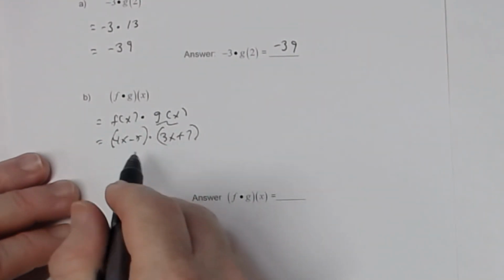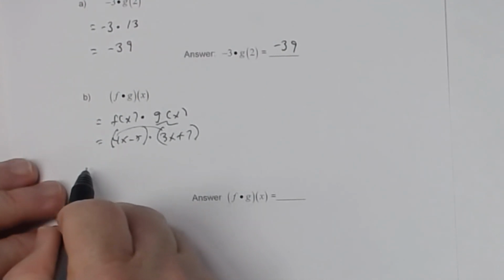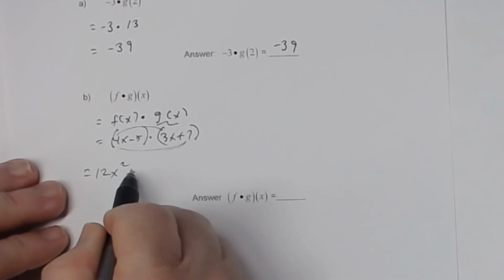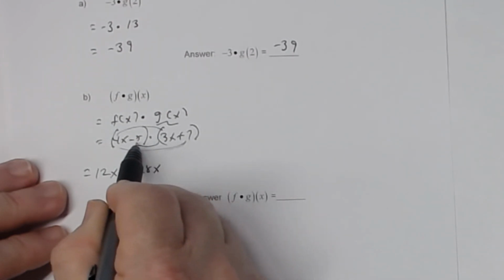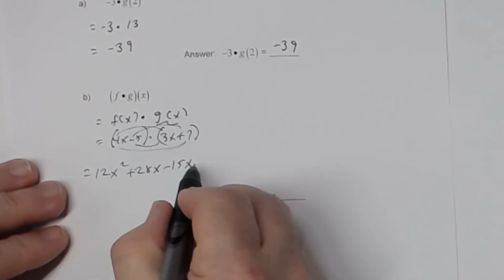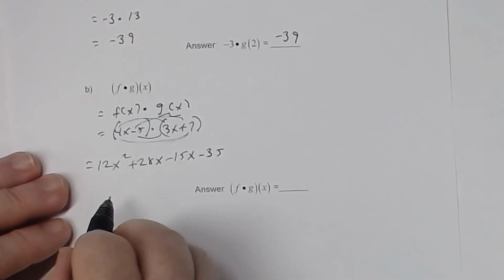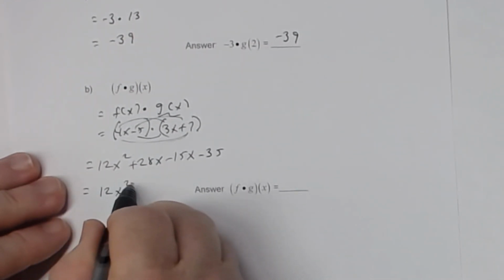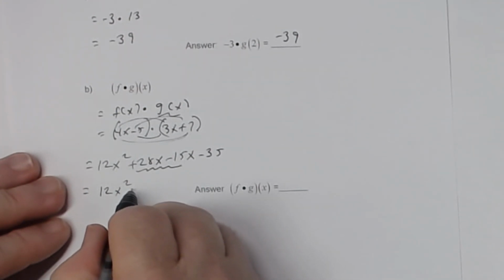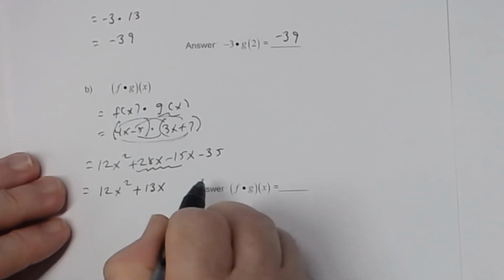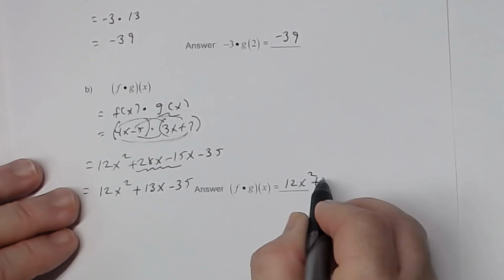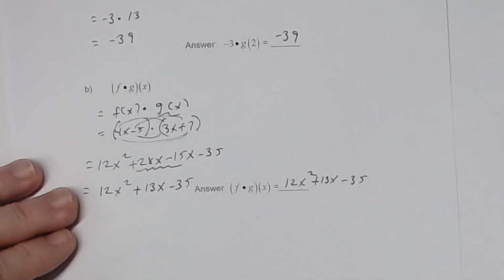All right, so let's go and use the FOIL method. So 4x times 3x is 12x squared. The outer, 4x times 7, is 28x. The inner, negative 5 times 3x, is a negative 15x. And a negative 5 times 7 is a negative 35. Combining like terms, I get 12x squared, 28x and a negative 15x is a positive 13x, and then minus 35. And that's it. So there's your answer: 12x squared plus 13x minus 35.